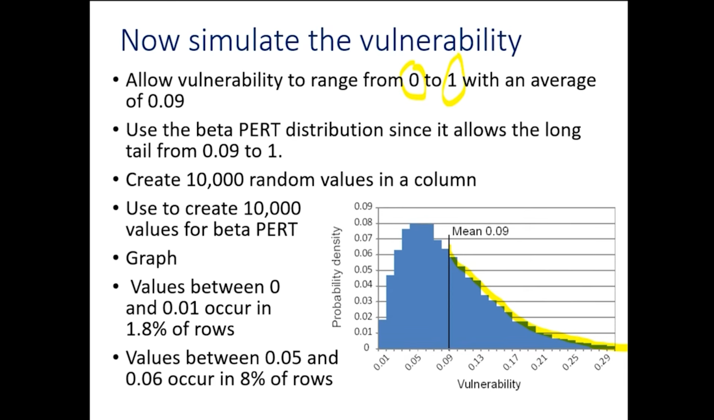Once again, we're going to create 10,000 random values in a column, and we'll use these 10,000 values to create the beta PERT distribution, and we'll graph those here. Again, on the y-axis we see the relative frequencies, which is a good estimate of the probability. We'll notice that the values between 0 and 0.01 occur in 1.8% of the rows, and the values between 0.05 and 0.06 occur in 8% of the rows.